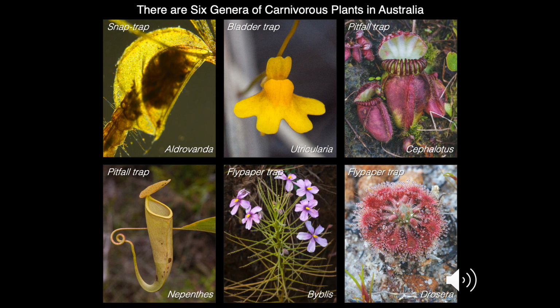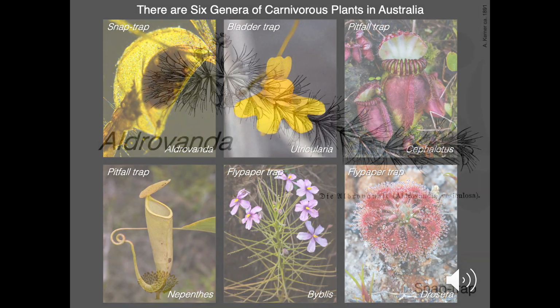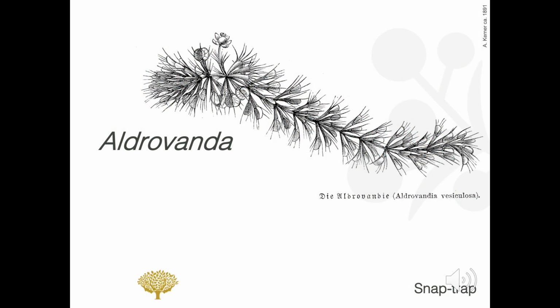And the flypaper traps fall into 2 genera, Byblis with about 8 species, and Drosera with 250 species worldwide and 160 in Australia. The first genus, Aldrovanda, is one of the least known carnivorous plants amongst members of the public. This is a real pity, as it has the oldest traceable lineage of any carnivorous plant genus, with a verifiable fossil record that goes back 55 million years to the Eocene, I think that is.